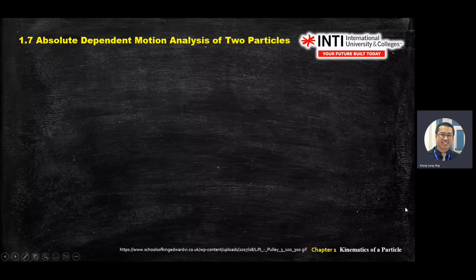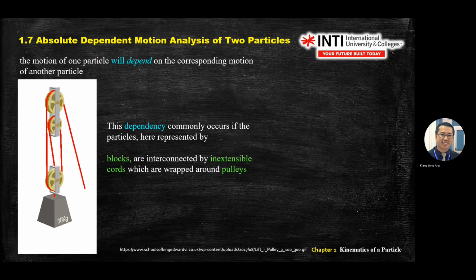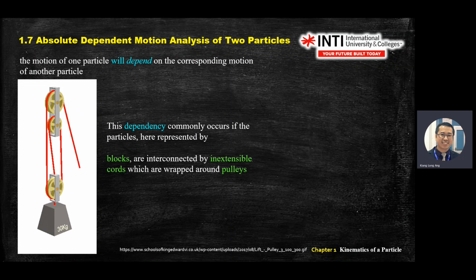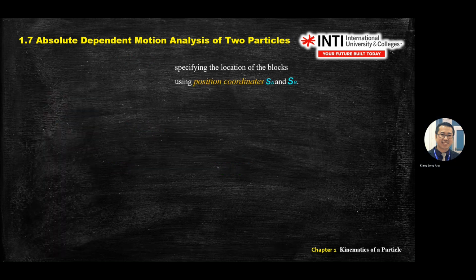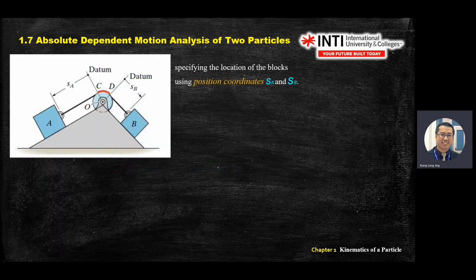Okay, so for absolute dependent motion, actually the step is quite straightforward. We're going to look at a pulley system where when you pull something, a pulley will move up, mass will move up or move down depending on the motion. So we start with a simple case first.